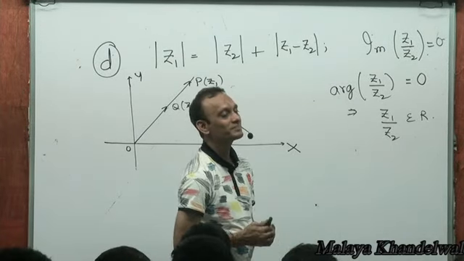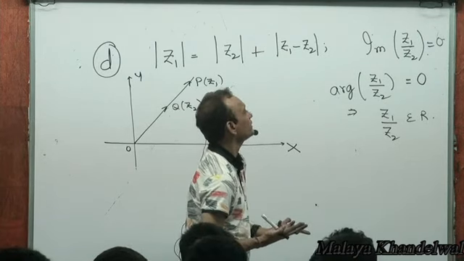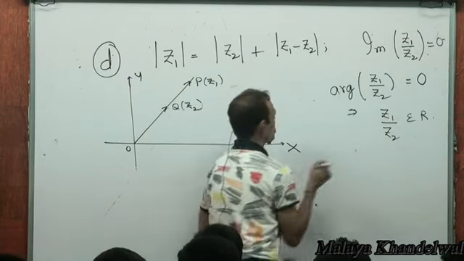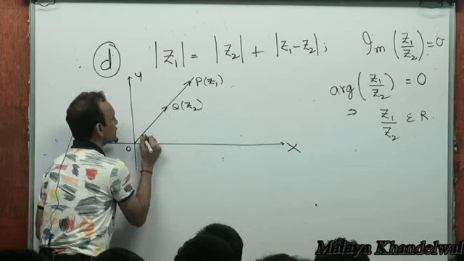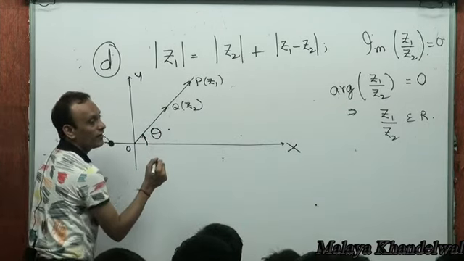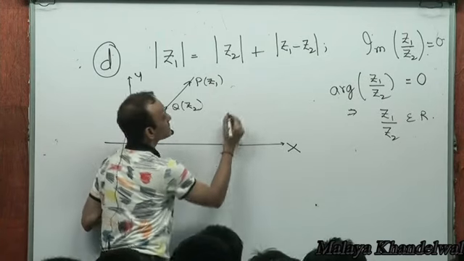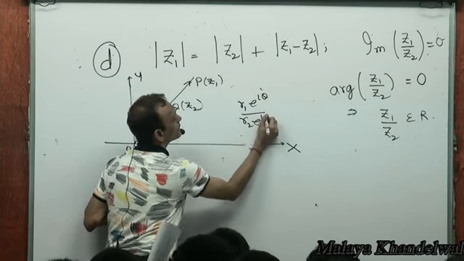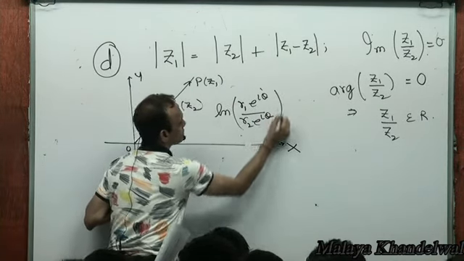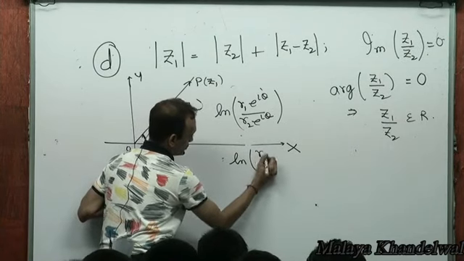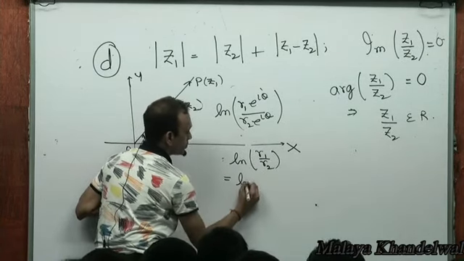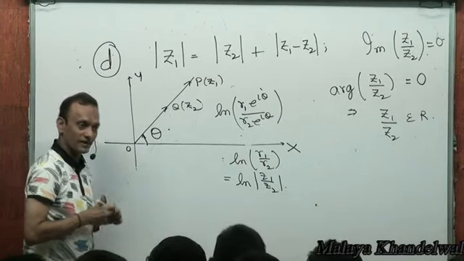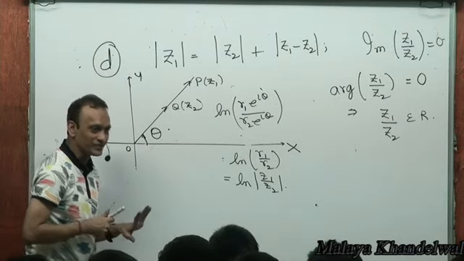Why can't we take a log? No, you can, but you will get nothing out of it because you don't have any more information on this. Log Z1 by Z2 you want to take. Okay, unnecessarily if you want to take, I have no issues. But take Z1 is R1 e power i theta, Z2 is R2 e power i theta. Take the log of this here. What's my problem? Which would be log R1 by R2, which would be log mod Z1 by Z2. If you enjoy this, then this is all that we can say about this. Right? Are you okay with this?